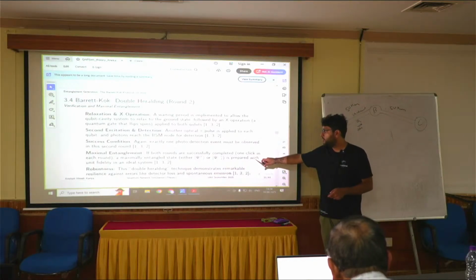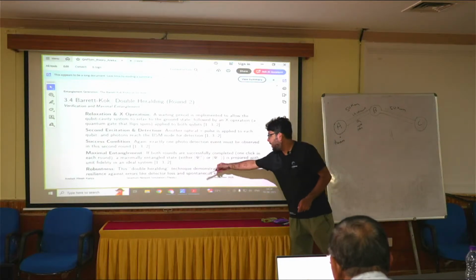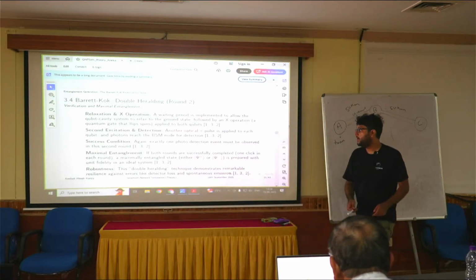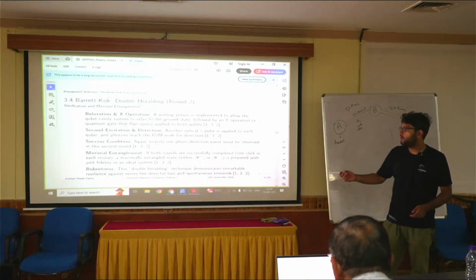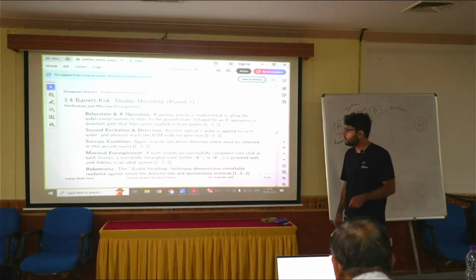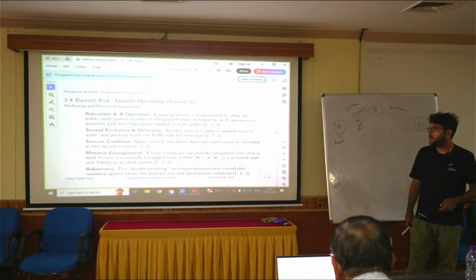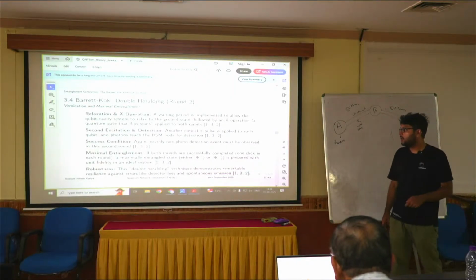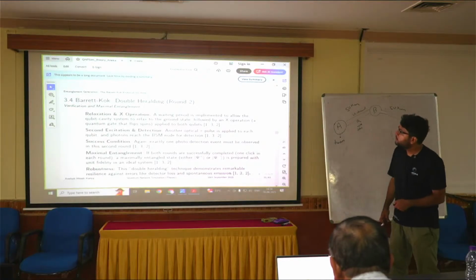If both rounds are successfully completed, then a state like psi plus or psi minus, which is a maximally entangled state, is prepared with unit fidelity. Again, unit fidelity is the ideal case. As for robustness, we do this double heralding to make sure that our protocol is robust against detector losses and spontaneous emissions of photons and so on.